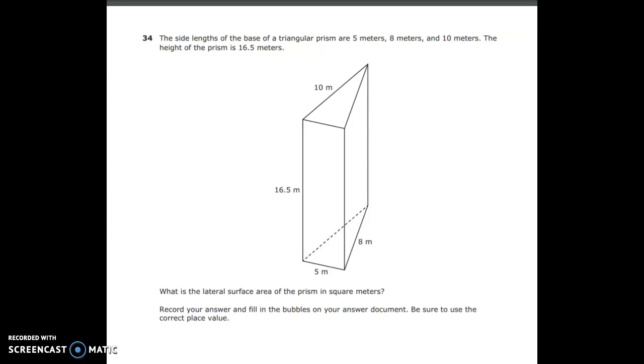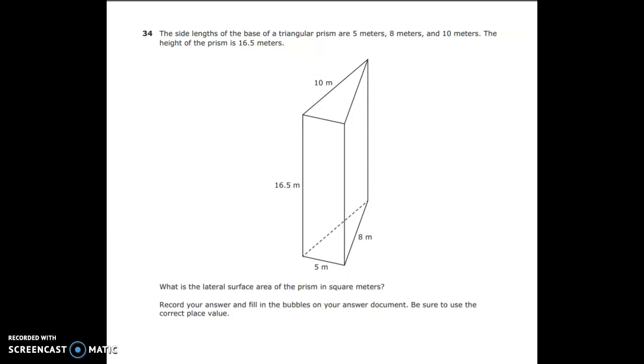Number 34, the side lengths of the base of a triangular prism are 5 meters, 8 meters, and 10 meters. The height of the prism is 16.5 meters. So 10 meters, 5 meters, 8 meters, and 16.5 meters. What is the lateral surface area of the prism in square meters? Record your answer and fill in the bubbles on your answer document. Be sure to use the correct place value.